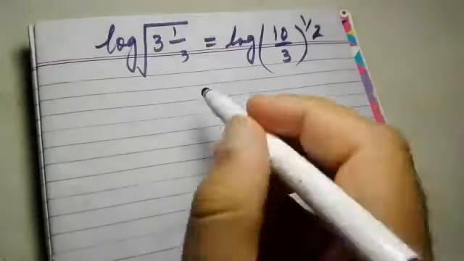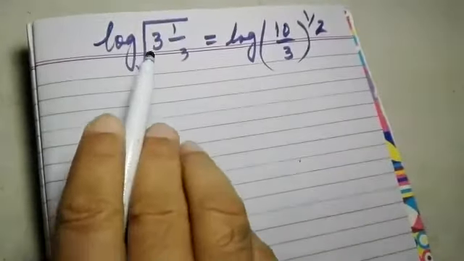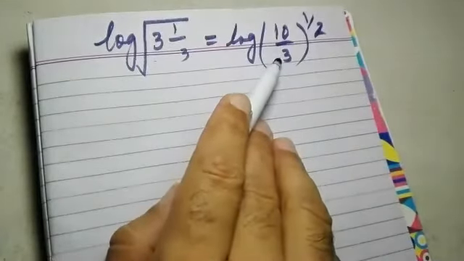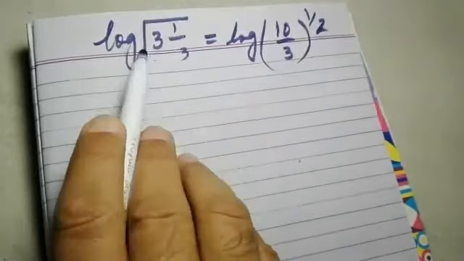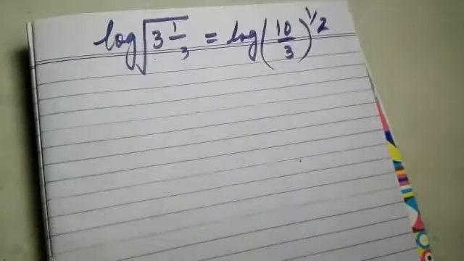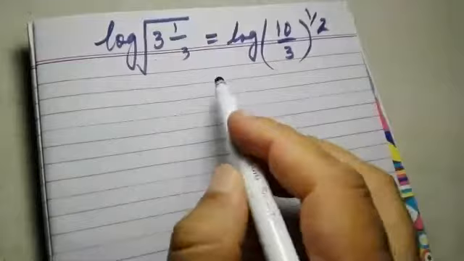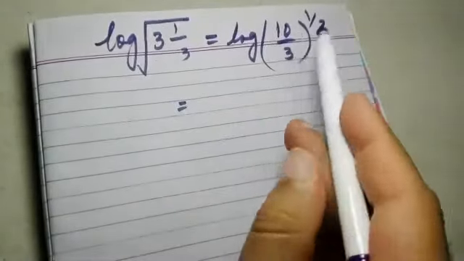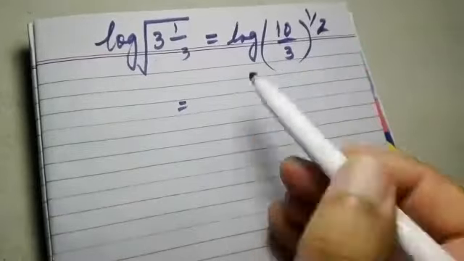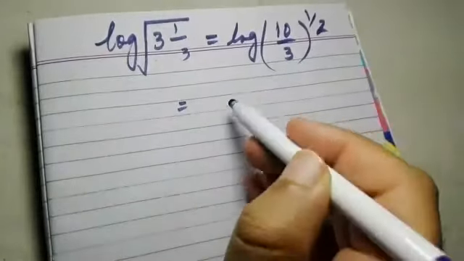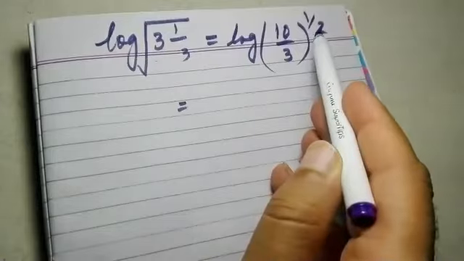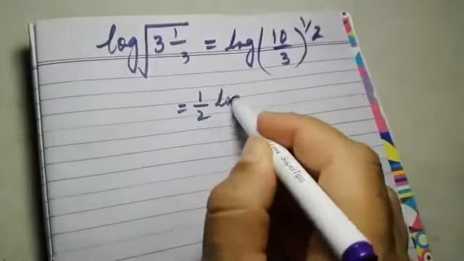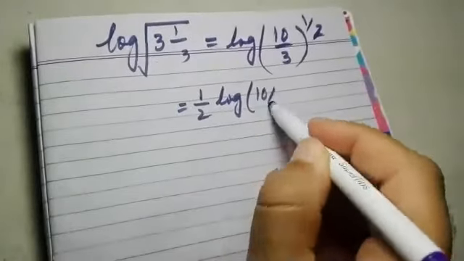For the solution of the next question, we have to convert this mixed number, 3 1 by 3, into the improper fraction 10 by 3, and this radical sign is converted into the exponent of 1 by 2. Now our first task is to remove the exponent from the power by using the laws of logarithm. This is the exponent of 10 by 3, so we will convert it to 1 by 2 times log 10 by 3.